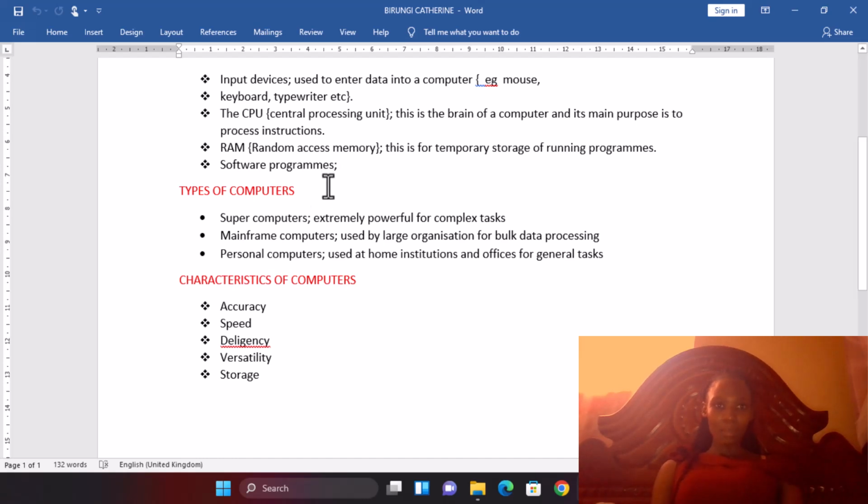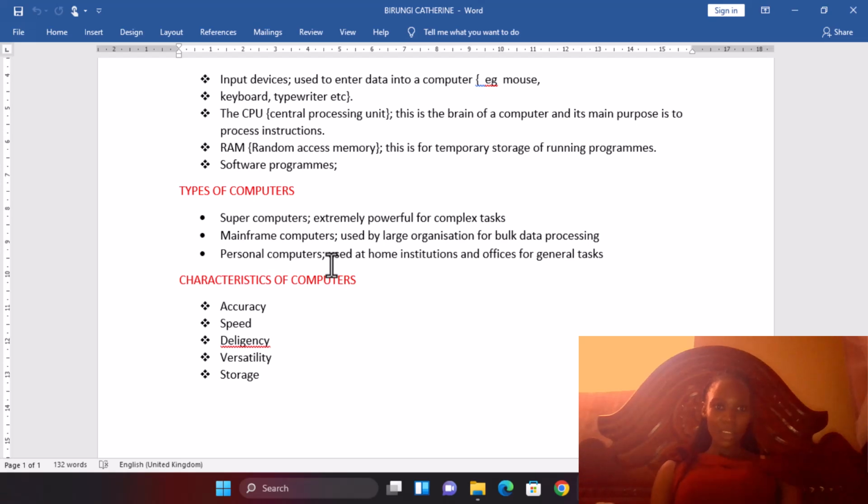Then, lastly but not least, I can talk about the personal computers. These ones are mostly used in homes, institutions, offices, and also by students, because these are the PCs most students use at campus. Maybe you're being given some coursework, you can easily get your PC and do the work.